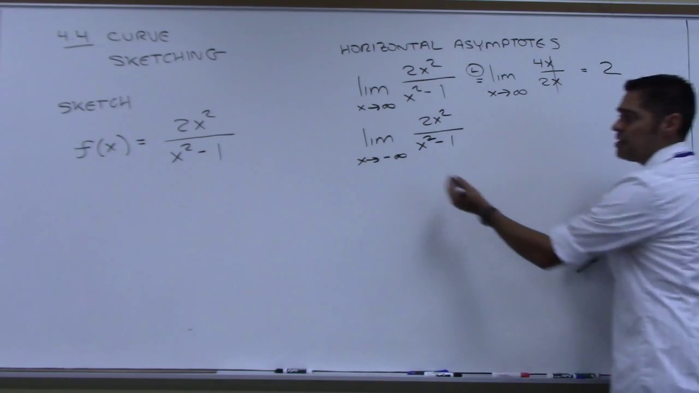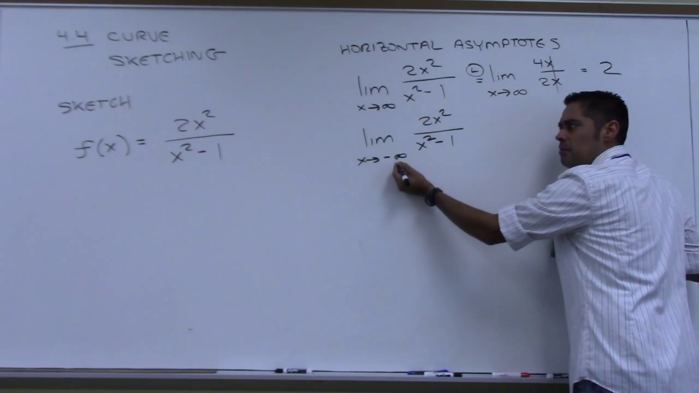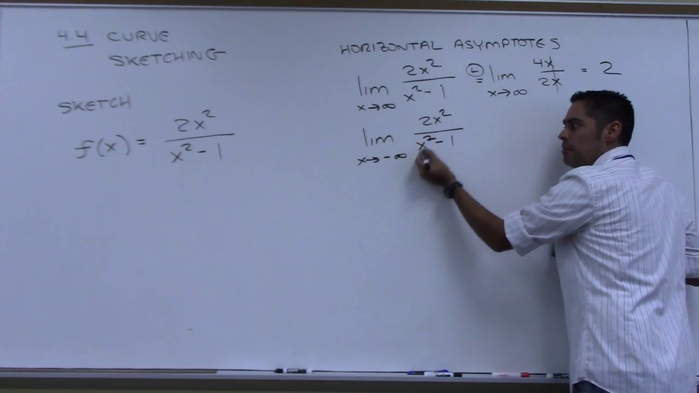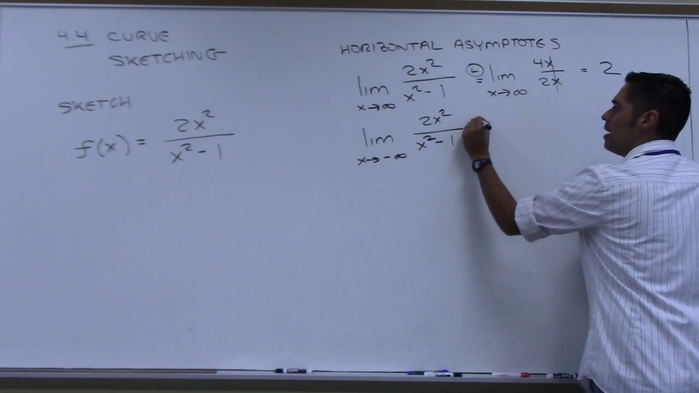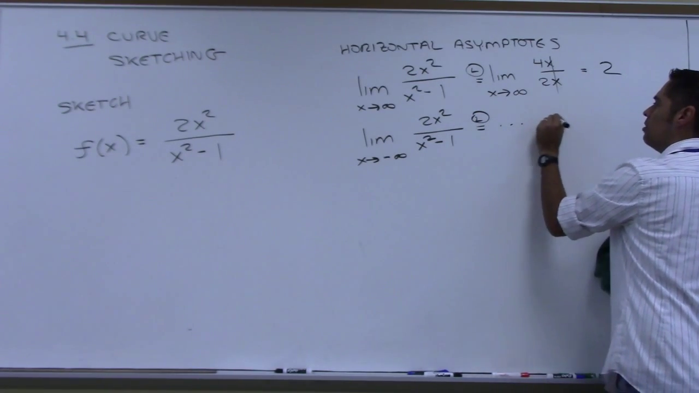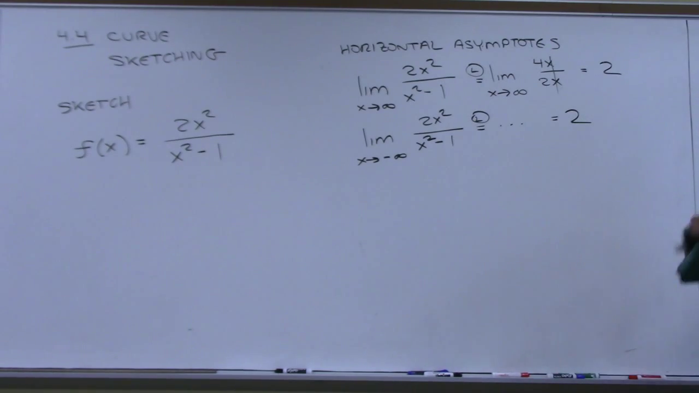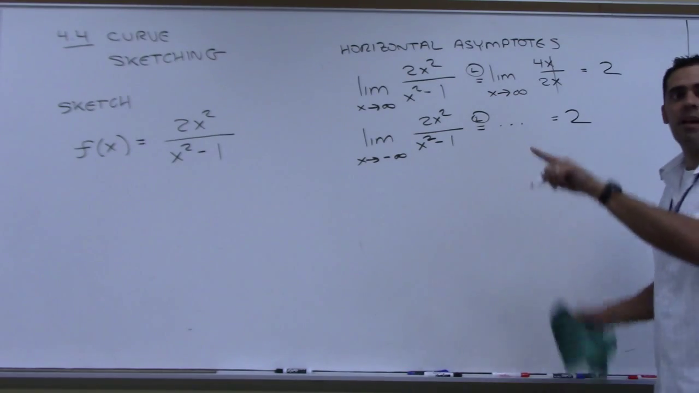What happens as x goes to negative infinity? Does it change anything? No. Negative number squared, still, right? So using the same thing, L'Hopital, you get 2 again, right? So out both sides, it's headed towards 2. Left side and right side.